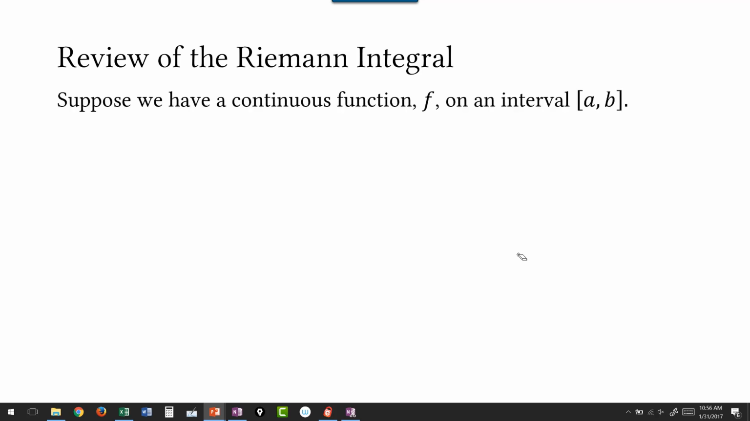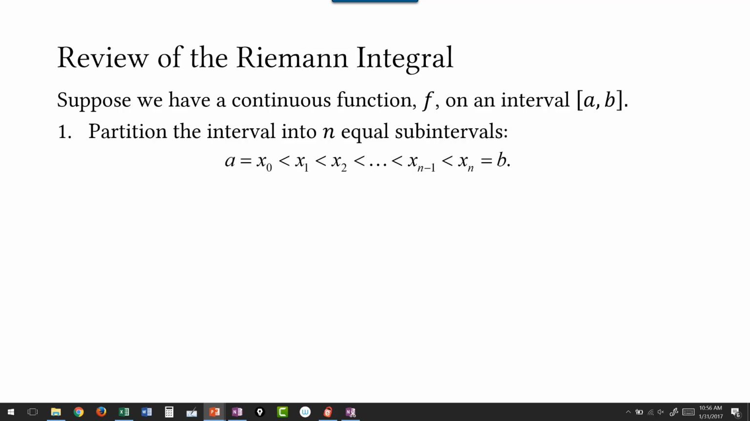We start with some continuous function on the interval a to b, and our goal is to find the area underneath that function. The way we normally start is we partition the interval into lots of little subintervals. So I'm just going to do a quick sketch here where we've got our continuous function f of x over some interval a to b, and we're interested in knowing the area under that curve.